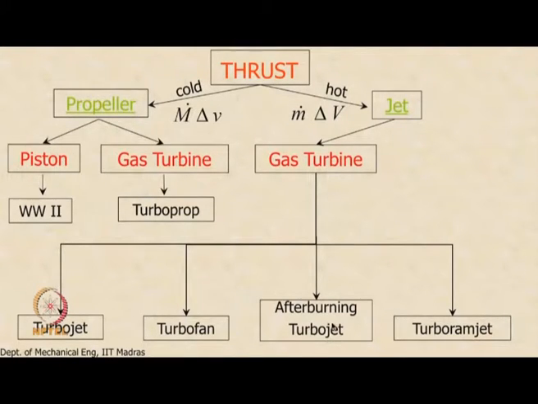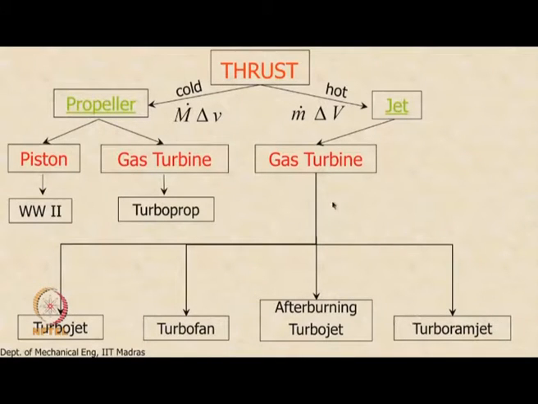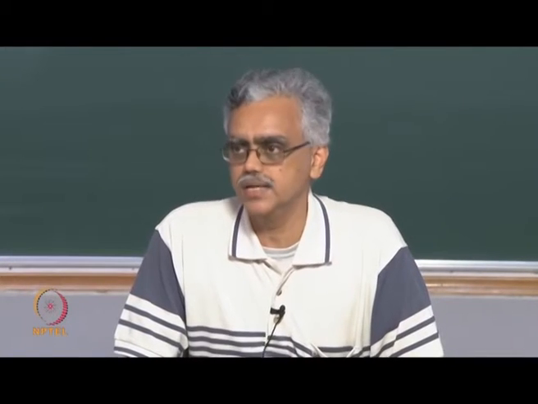The afterburning turbojet is a variation of a turbojet engine itself, where the nozzle is slightly more complicated. We have additional functionalities for the nozzle, we will look at that also. And then there is also a derivative of the gas turbine engine called the turbo ramjet, which is a derivative between a turbojet and a ramjet engine. We will look at this technology also as we go along.